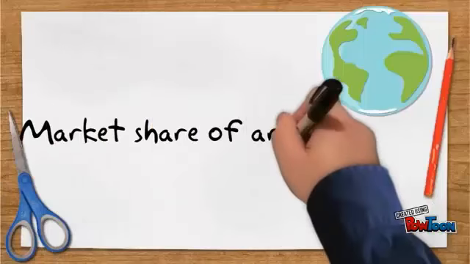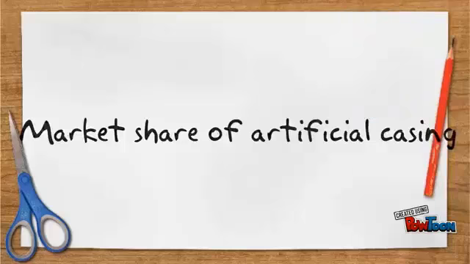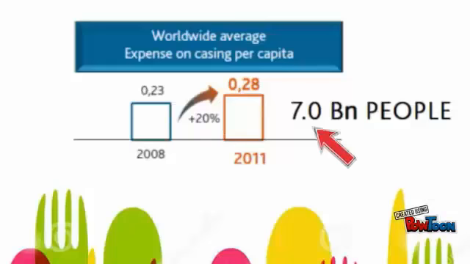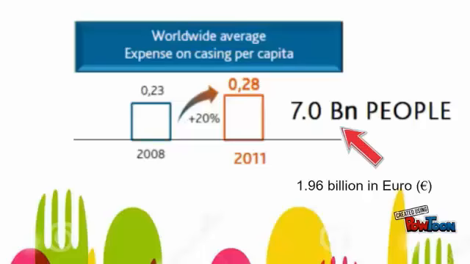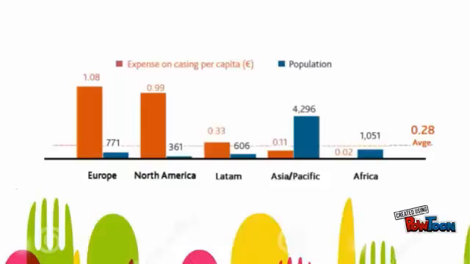How about the market share of artificial casings? On average, there is a 20% increase in the spending of casing within 3 years. The total is €1.96 billion. In 2011, the continent with the highest spending on artificial casing per person is Europe. Each European spends €1.08 in that year. The second place is North America.